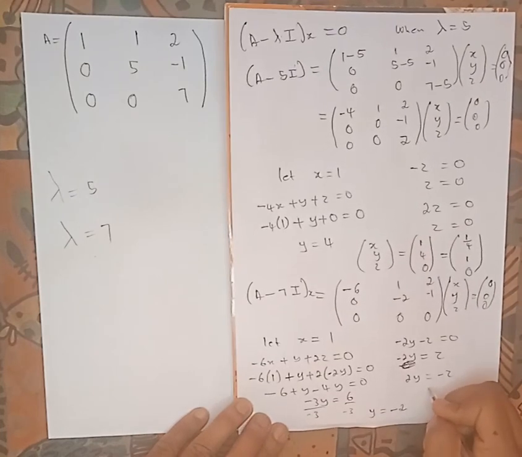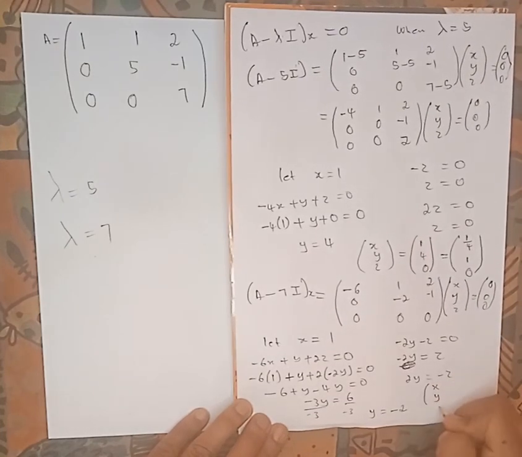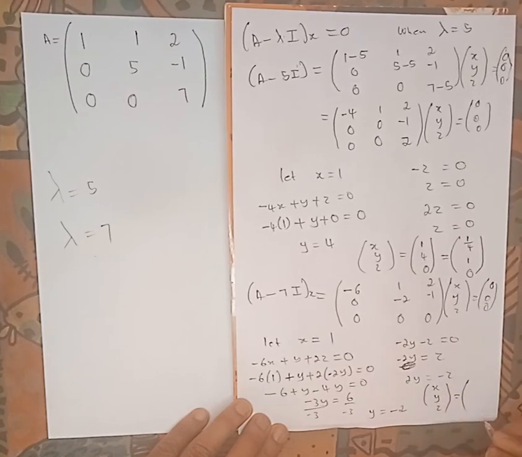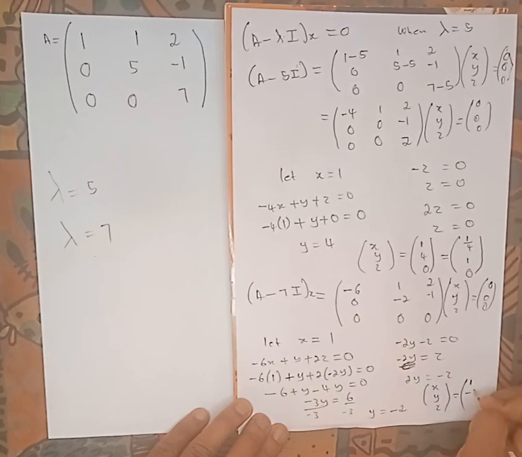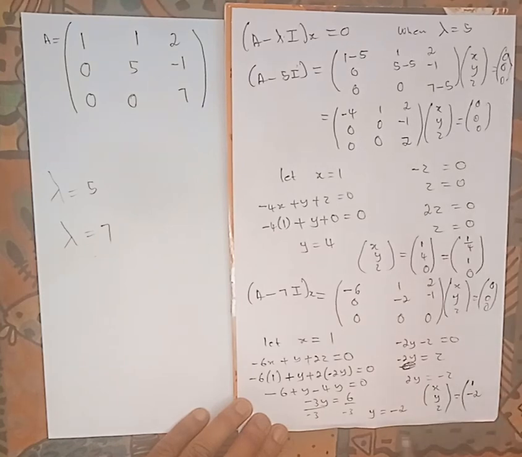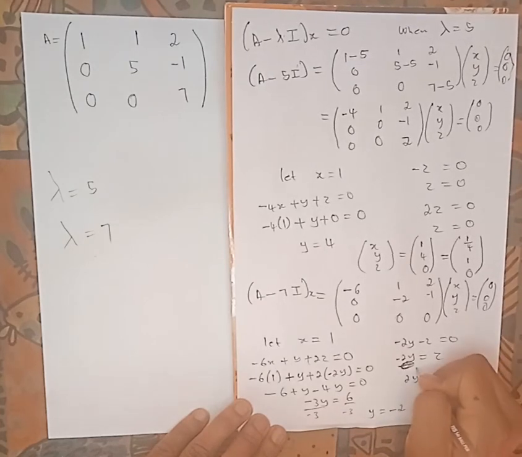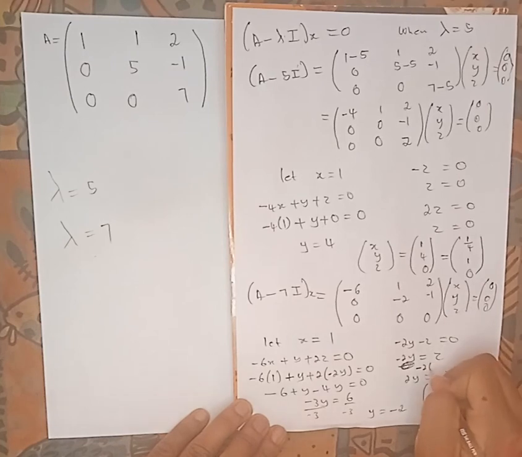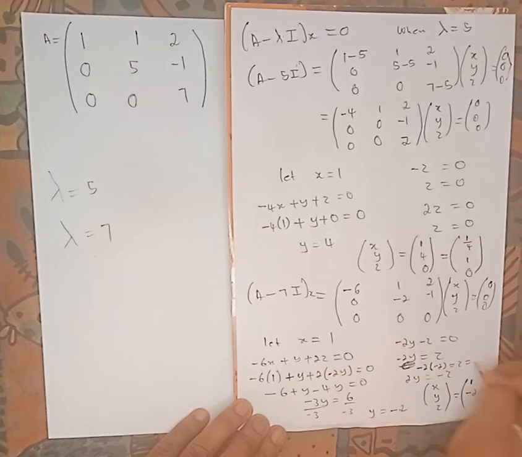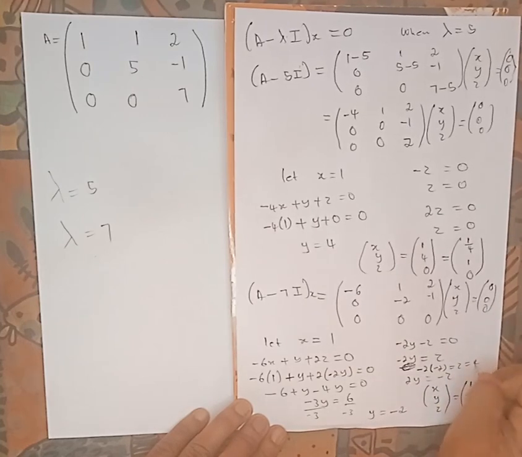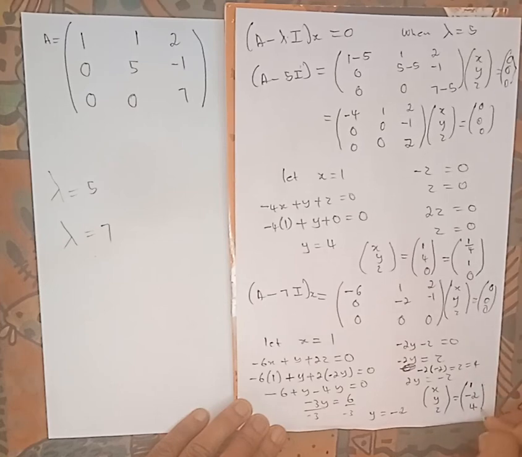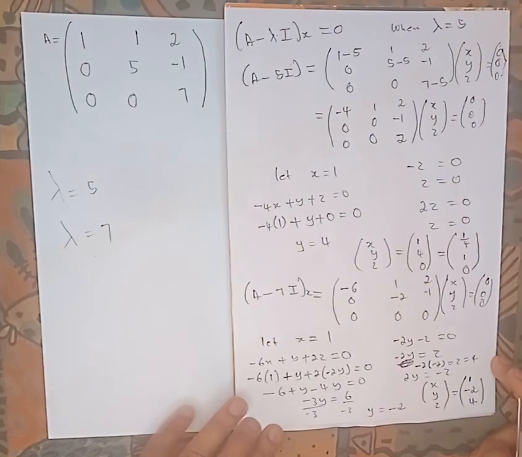So the value of x, y, and z will be equal to 1, minus 2, and my z, I can just come here and substitute. Let me substitute it here. So this will be minus 2 times minus 2, since my y is minus 2, equals z. So my z here will just be 4. So 1, minus 2 and 4 will be the basis.